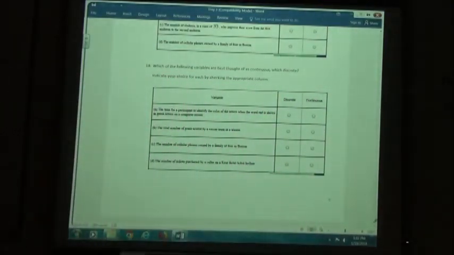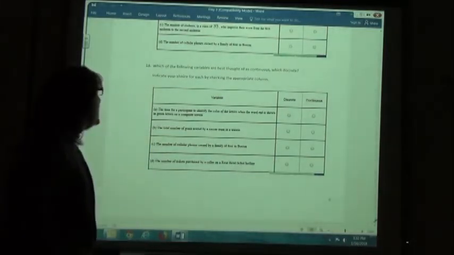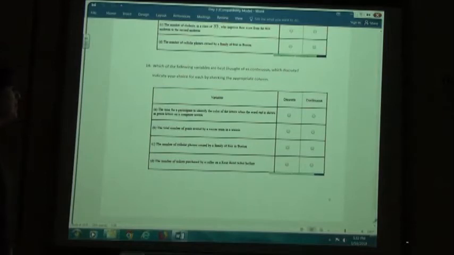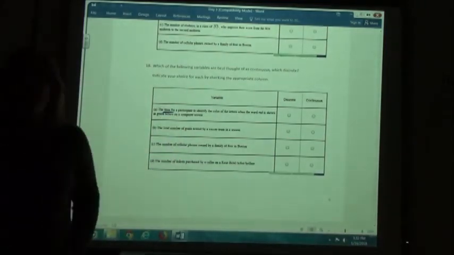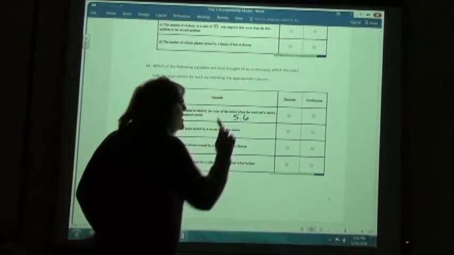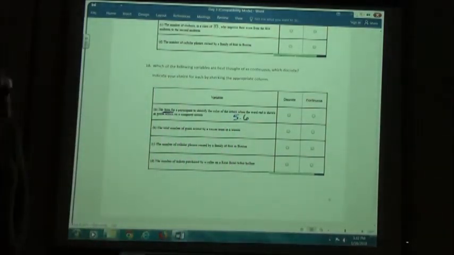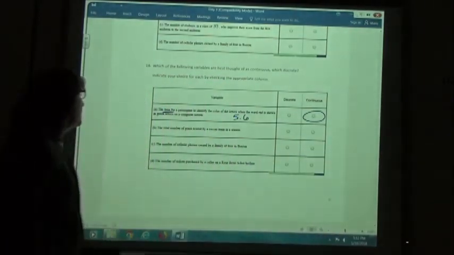So on number 18, the time for a participant to identify the color of the letters when the word red is shown in green letters on a computer screen. Ooh, that's a mouthful. But we're thinking about a time. Can my time be written as a decimal? Might it take me 5.6 seconds in order to point something out? Yes, that is going to be continuous.